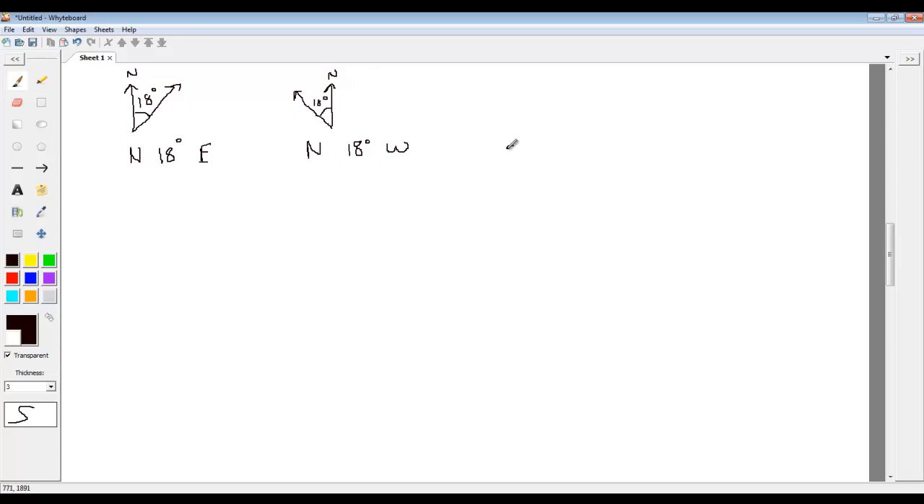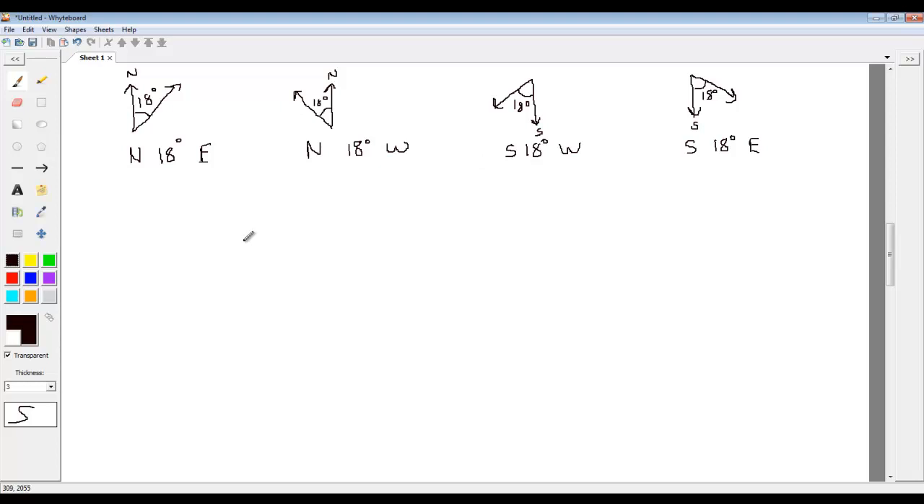If you have south 18 degrees west, then you're going south, and that's 18 degrees off to the westerly direction from there, or if you have south 18 degrees east, you're heading south, and then you're heading southeast, basically 18 degrees off of south. So those are other ways that bearing can be talked about.